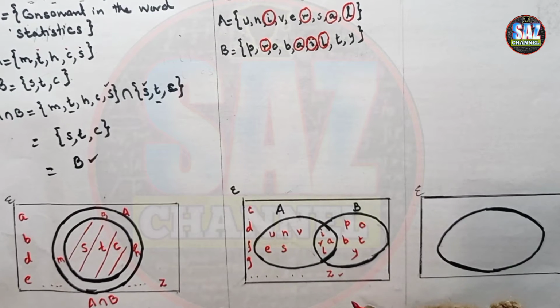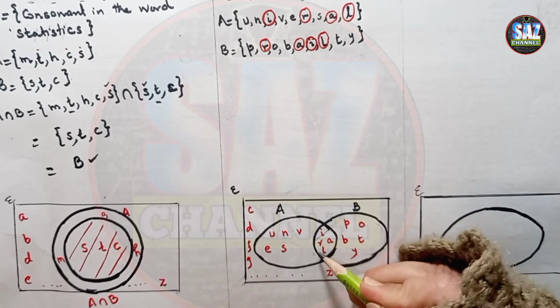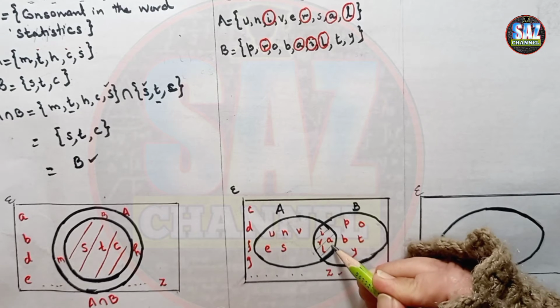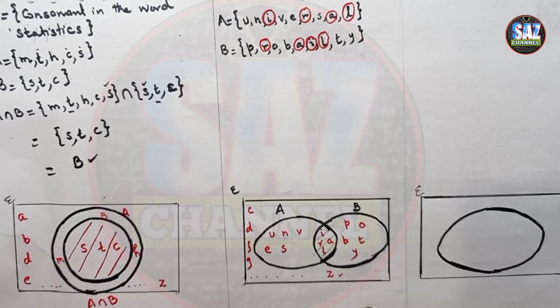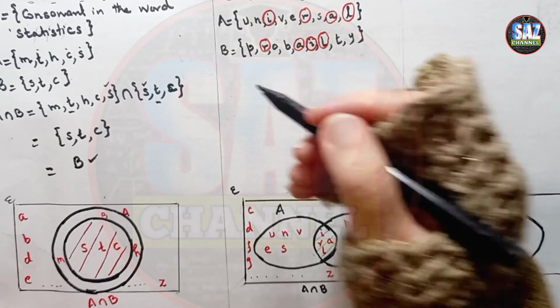Now the question and the problem was to find the intersection, and we know intersection means the common elements only. In case of overlapping sets, the portion which is overlapped by both the sets will be the common region for both the sets, and this will be the intersection situation for this question. Let me write A intersection B here.